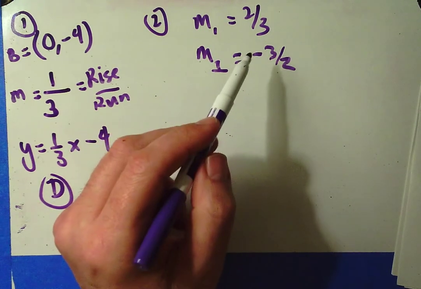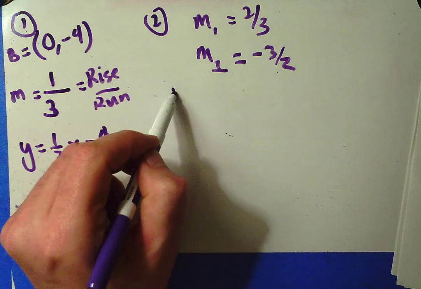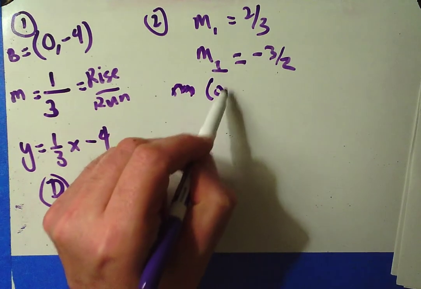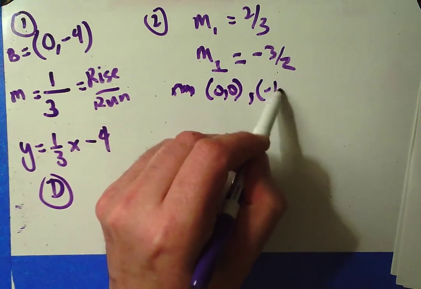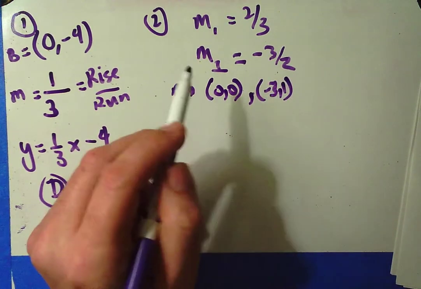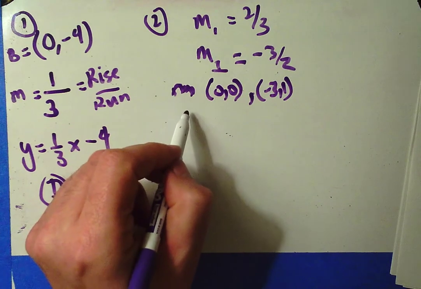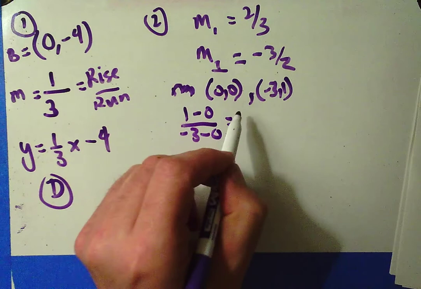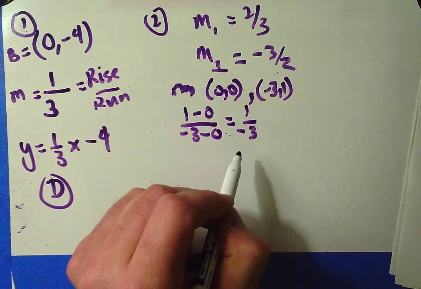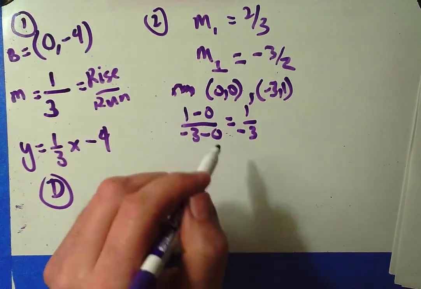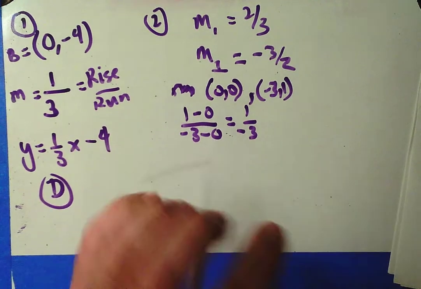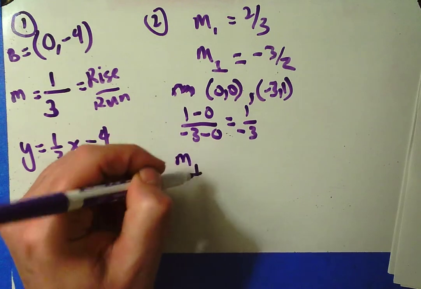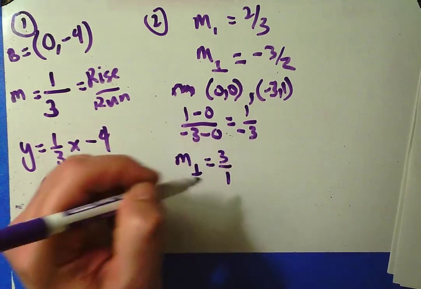Okay, it says line M contains the points 0, 0 and -3, 1. Well, if I use the slope formula here, I'm going to have 1 minus 0 over -3 minus 0, or 1 over -3. So we know the slope of the line perpendicular to this. When we flip this upside down and change the sign, the slope of the perpendicular should be 3 over 1.